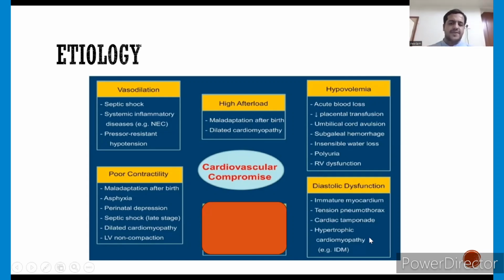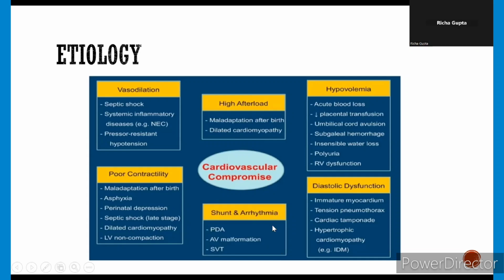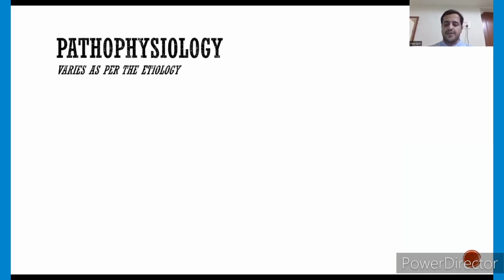Then it may be because of a diastolic dysfunction, which happens in an immature myocardium or a tension pneumothorax, which is not allowing the heart to relax and to fill. And ultimately, last is because of some shunt or arrhythmias like a PDA, or some AV malformation, which is causing the shunting of blood from the systemic to the pulmonary circulation and causing hypotension. Okay. So this was about the etiology.